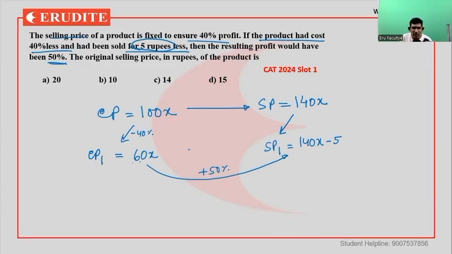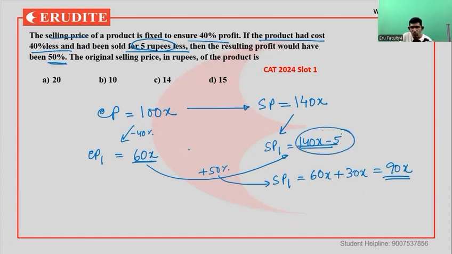So if the cost price is 60x and the resulting profit is 50%, then from this logic my selling price must be 60x plus 50% extra, which is 30x. So my new selling price must be 90x. And the question says this is my new selling price, which means both of these selling prices must be equal, right? So if I equate the selling prices, 140x minus 5 shall be equal to 90x.